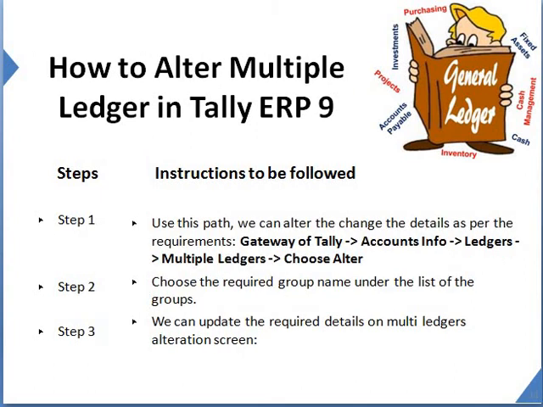How to alter? Again it's the same, as in creation and displaying. So Gateway of Tally, Accounts Information, in that you go to Ledgers, then Multiple Ledger. While choosing the multiple ledger, you can alter a particular ledger and make changes, whatever alteration you are supposed to do or want to do, you can do it.